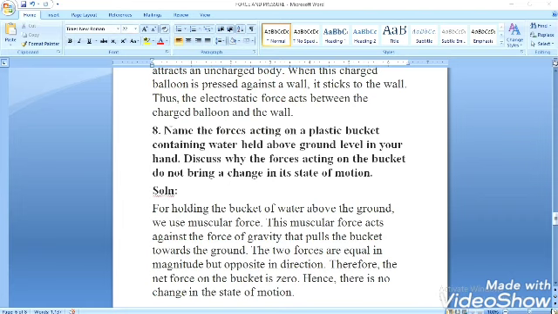We know that for holding the bucket of water above the ground, we use muscular force. This muscular force acts against the force of gravity. Right? When we pick the bucket, what happens? We use a force against the force of gravity that pulls the bucket towards the ground. The two forces are equal in magnitude but opposite in direction. Therefore, the net force on the bucket is zero. Hence, there is no change in the state of motion.